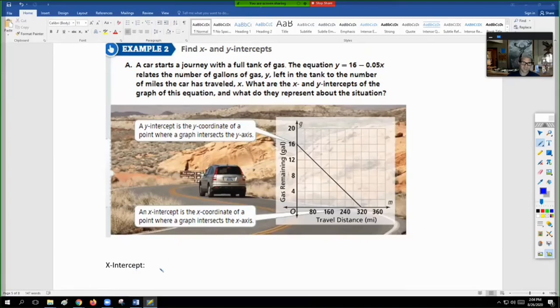So let's first see the x-intercept. The x-intercept is right here, where does it cross the, actually, no, it's not. The x-intercept is, sorry, we did y first. Get my brain mixed up. The x-intercept is over here. So the x-intercept is, we'll say, at 320.